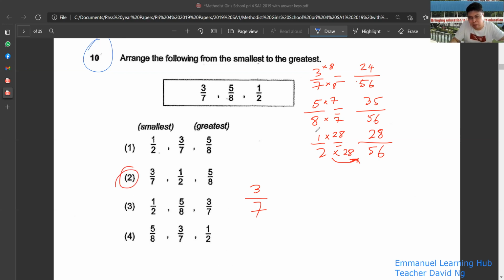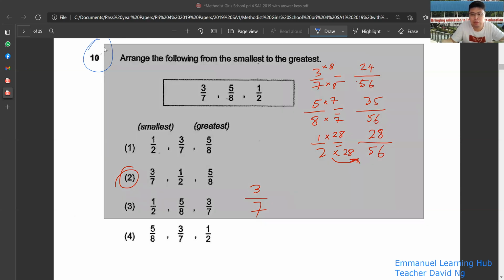So don't waste time going to work out the rest, because 3 over 7 is the smallest, so you choose number 2. Understand? Sometimes in MCQ, you don't need to waste time calculating the rest. Of the 4 options, only one starts with 3 over 7, so confirm it is number 2. You don't need to waste time working out the half and 5 over 8. That's how you save time in the exam. Make sense to you?